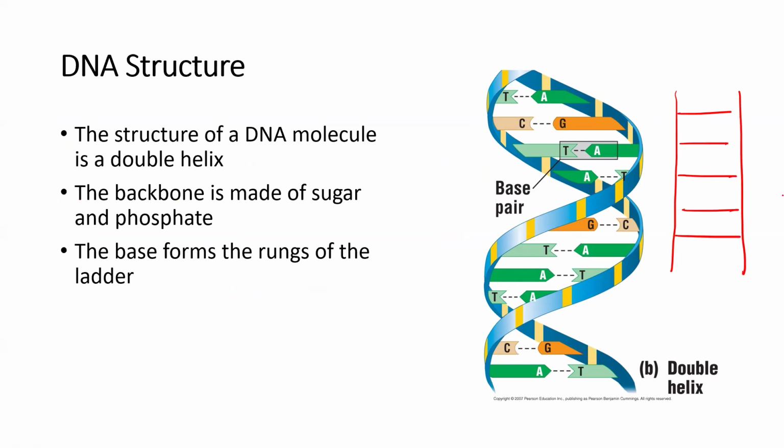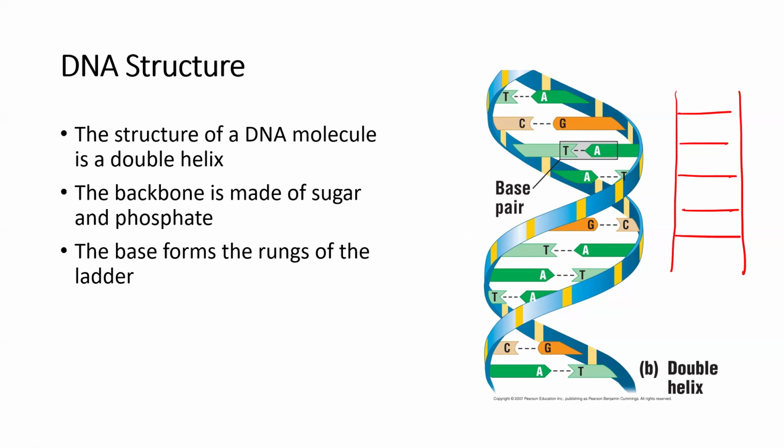If you take a ladder and you twist it, then you would get the DNA. It's called a double helix. A helix is a spiral, right? So the DNA is 2 spirals intertwined together. Double helix.